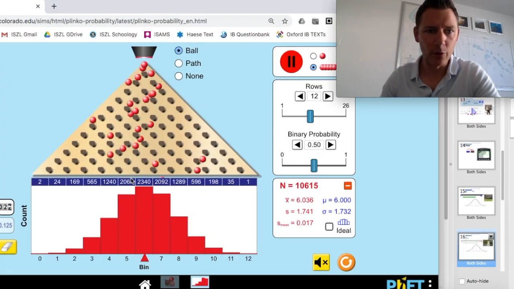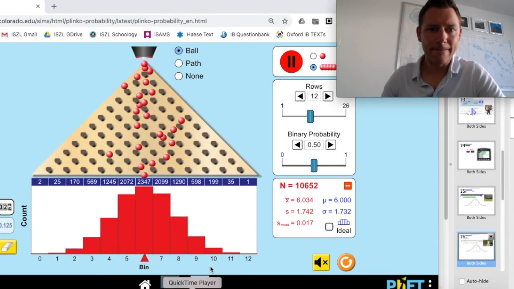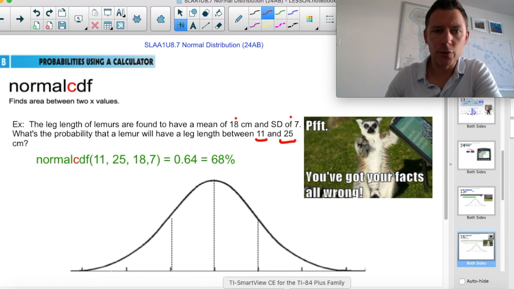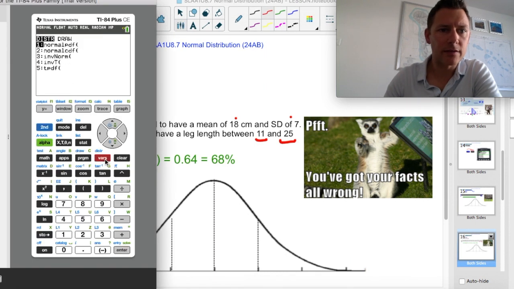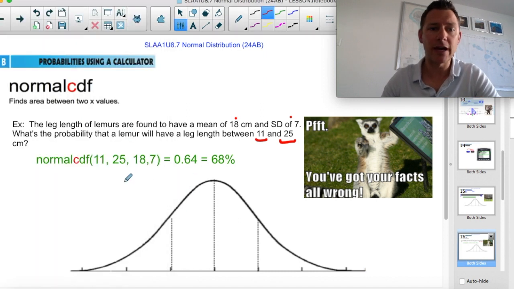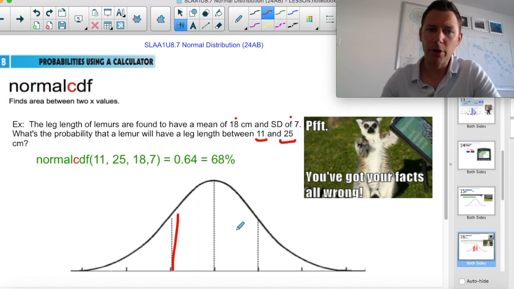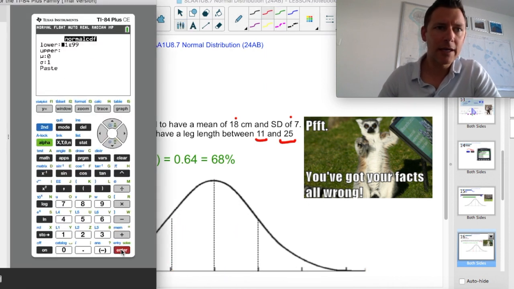Oh, and it's looking more like this normal shape. What you would do in your calculator is second DISTR, and we want normalcdf, cumulative. We could do this a bunch of times. We could do 11 and 11.1 and 11.2 and 11, and 24.9 and 25. We could do all of those, but why not? That's what your calculator is doing for you. So go down to normalcdf, hit enter.